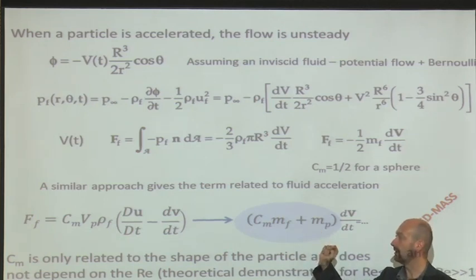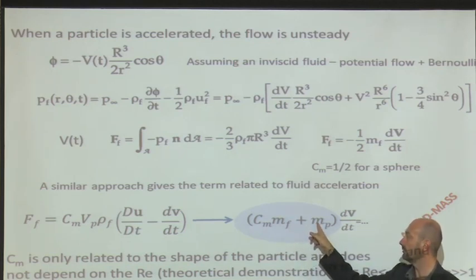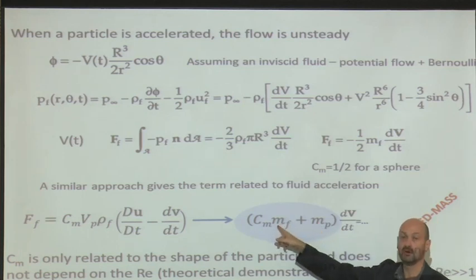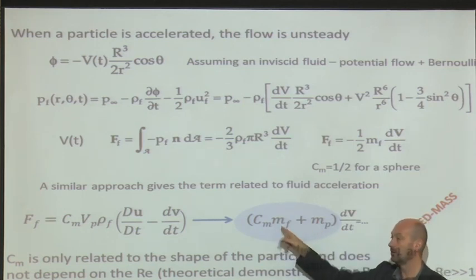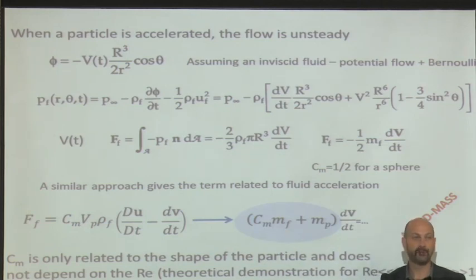If you do particles in air, this would be 2,000, but that would be only 1. So 1 compared to 2,000, it's nothing. This is why, when you have to accelerate a particle in a gas, the added mass effect is really nothing. It's very, very small.